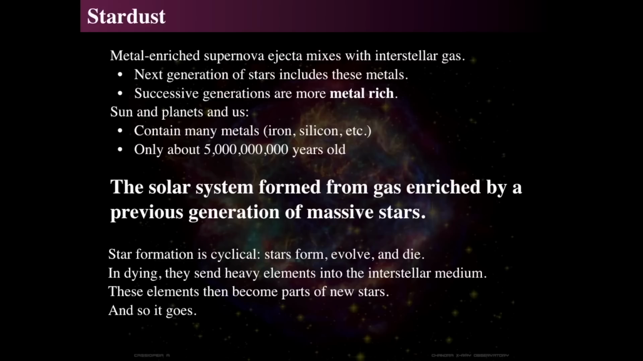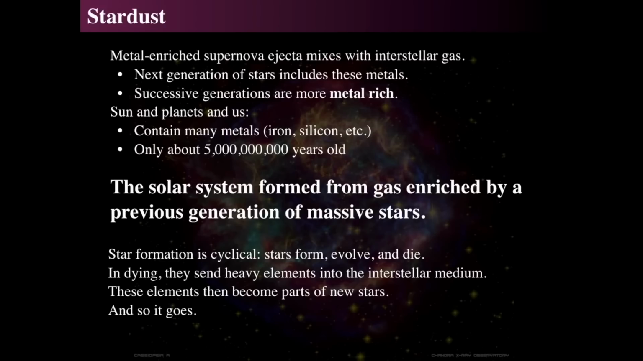So the solar system was formed from a gas enriched by previous generations of massive stars. And that's where all the planets come from. And therefore star formation is cyclical. They form, they evolve, they die. And they make more heavy elements that then go out into the interstellar medium.